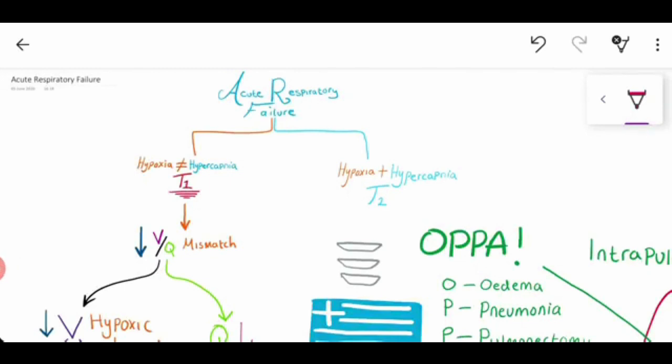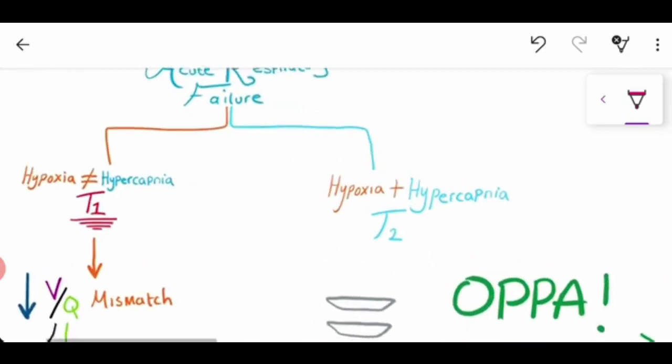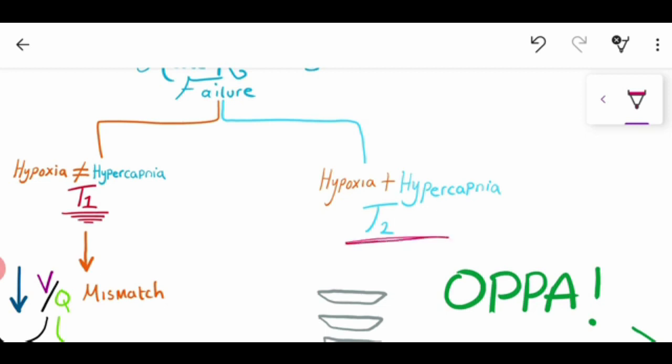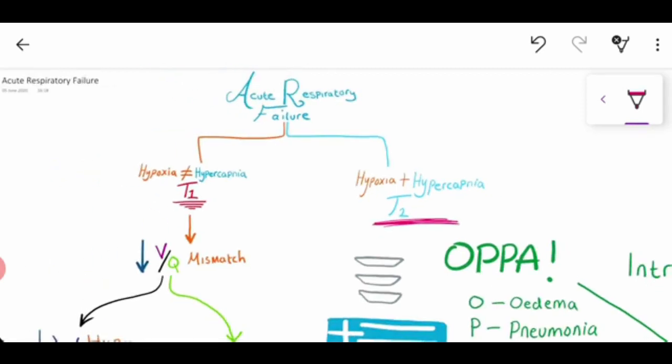Today we are going to be continuing our pathophysiology playlist, specifically acute respiratory failure. Before I get into this, I will not be covering type 2, because this video might be long as it is, around 10 minutes or so. I'm just going to do type 1. If I have time, I'll do type 2 in the, well, before 3 days.